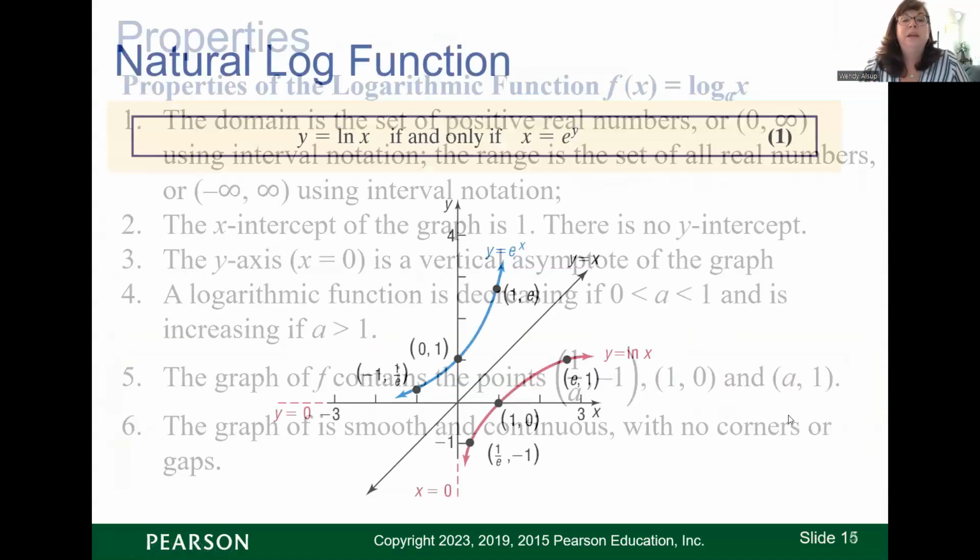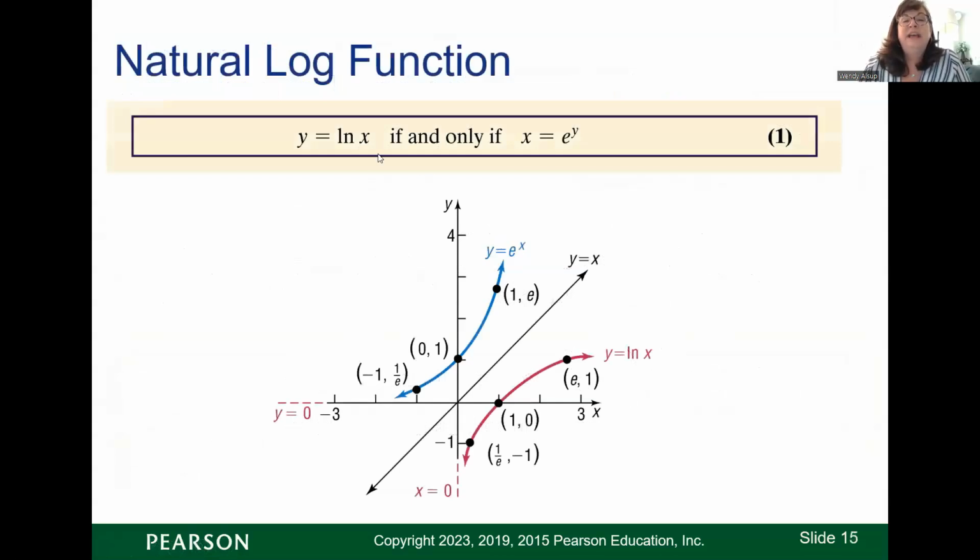All right. What about ln of x? ln of x stands for the natural log of x, and that's a log with base e.